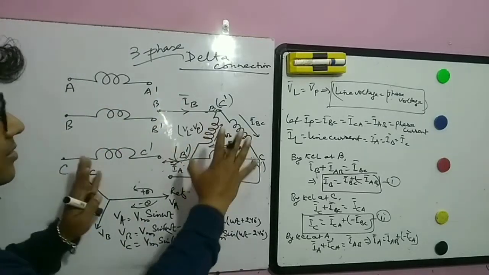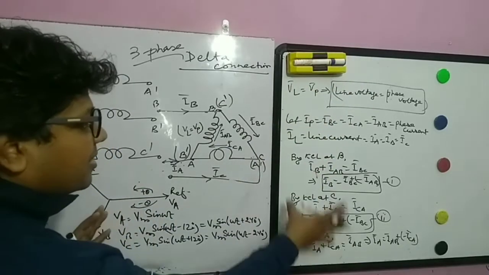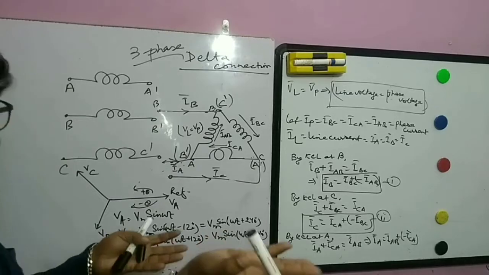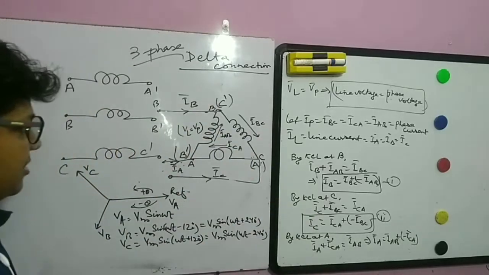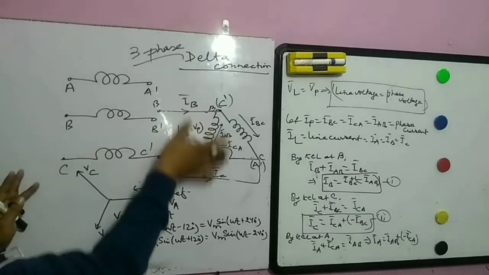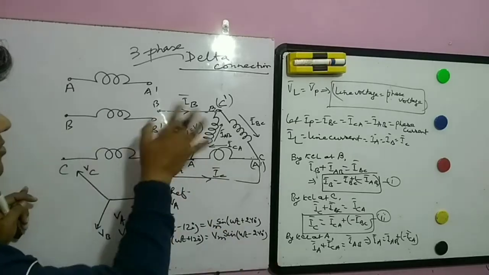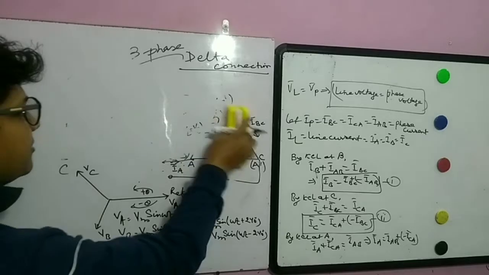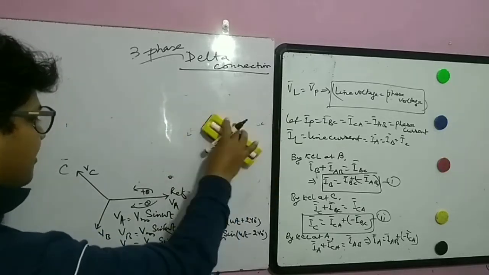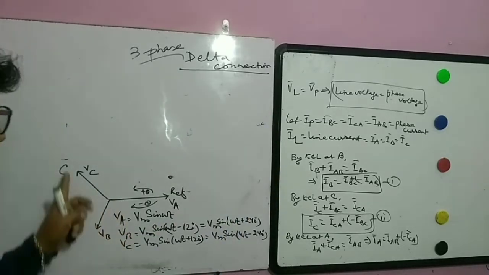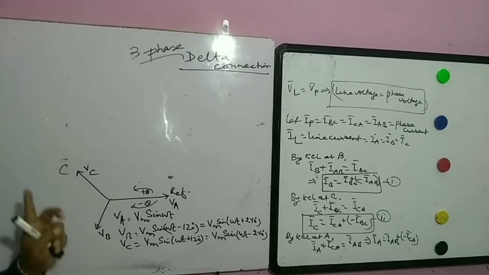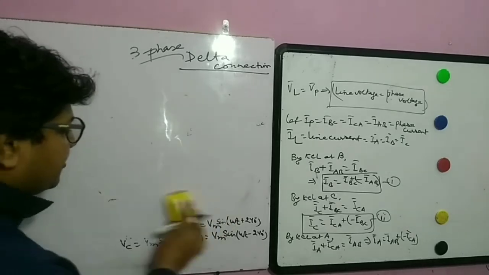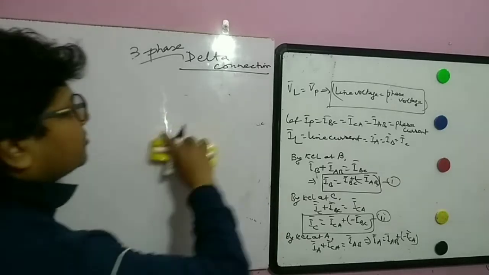Now this is the connection, this is the relation, and this is the phase current relation. We have to find line current from this equation. So first, this is now useless for us, so I am just deleting it or rubbing it. Okay, fine. ACB is our phase sequence. Only in this phase sequence we can work. So ACB, remember.